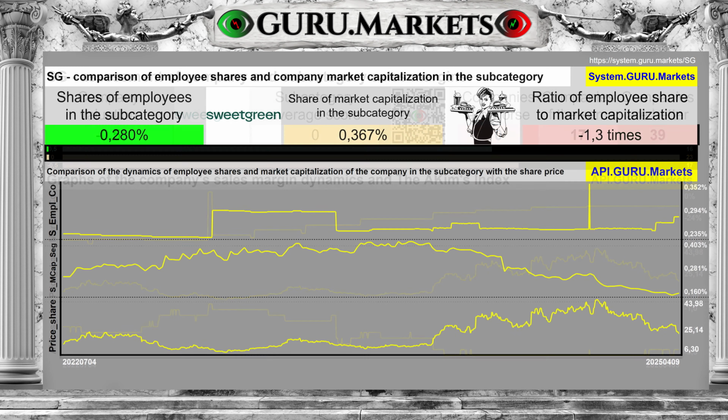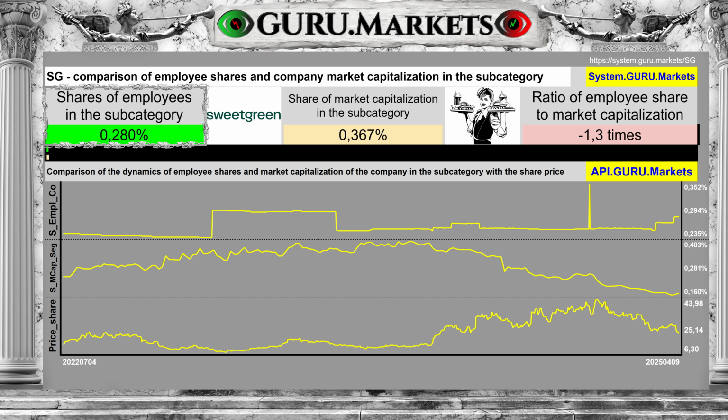The company's share in terms of the number of employees in the subcategory is 0.28%. This is 31% less than the share of market capitalization. This fact reflects the imbalance in the current market value of the company Sweetgreen Incorporated, probably towards revaluation.